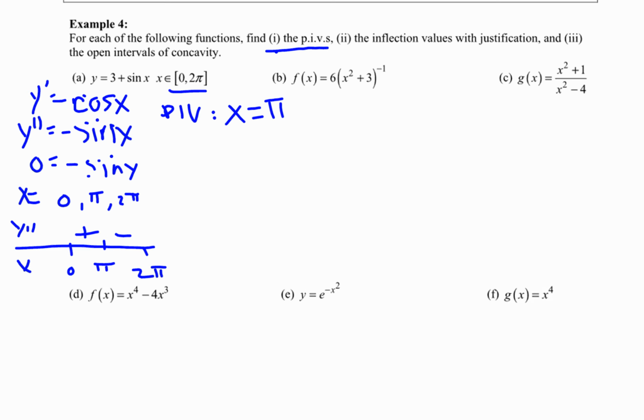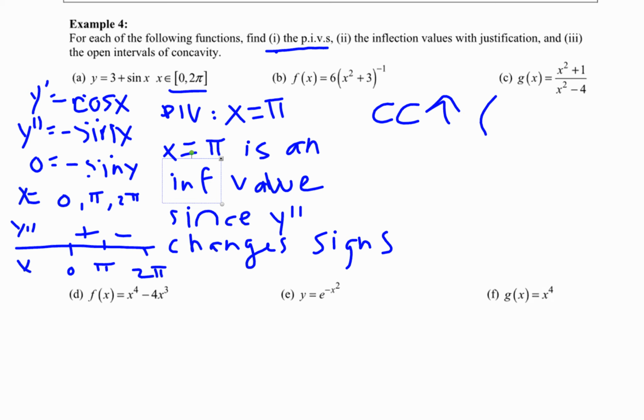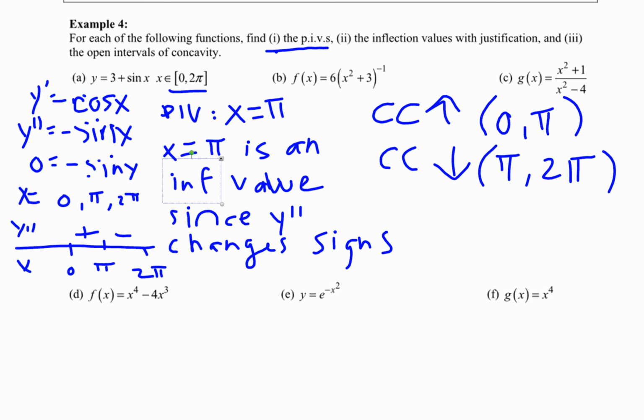For the inflection values with justification, x equals pi is an inflection point, or an inflection value, since y double prime changes signs. And then the last thing we need is open intervals of concavity. Y is concave up like a cup from 0 to pi, and it's concave down like a frown from pi to 2 pi. All right, so we did this one already.